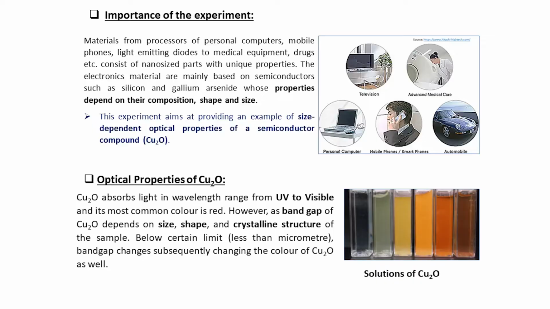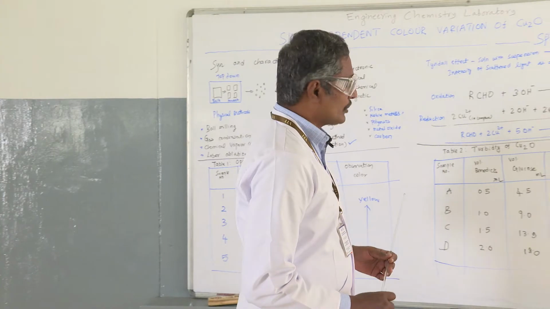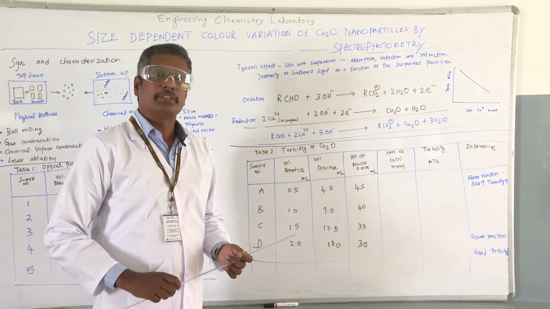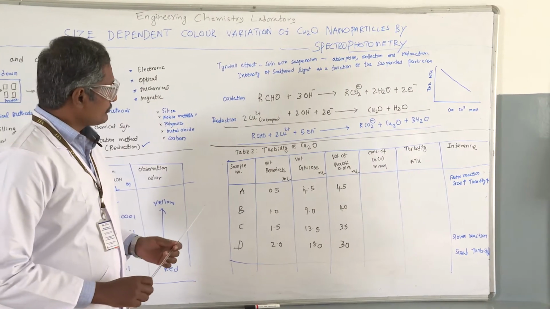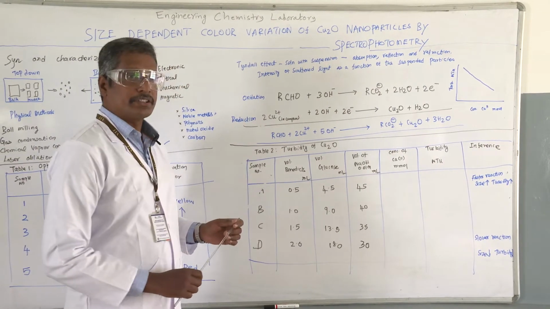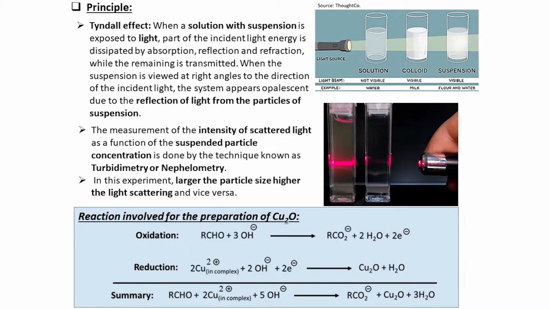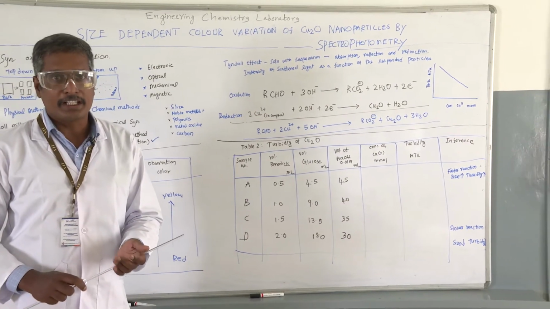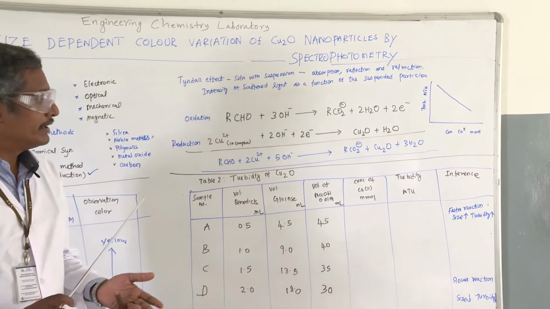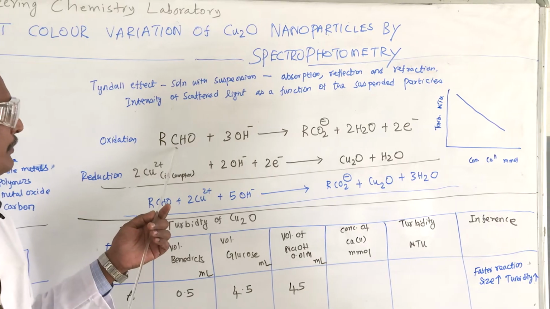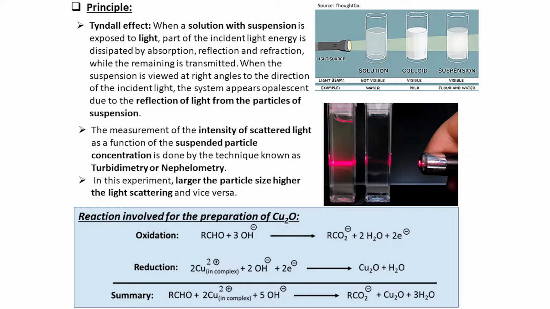So how are these copper oxide nanoparticles prepared? The main source of copper is copper sulfate, or a combination of copper sulfate, sodium carbonate, and sodium citrate, which forms a copper solution. This is the Benedict solution. Again, I will repeat it: Benedict solution is the copper sulfate, sodium carbonate plus citrate solution. To that we add glucose, which has the aldehyde group, in the presence of sodium hydroxide.